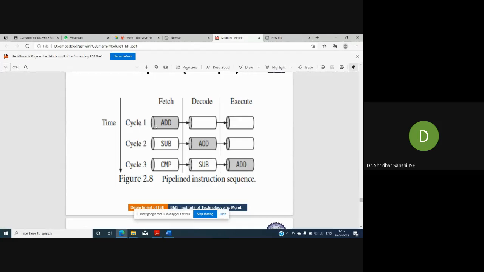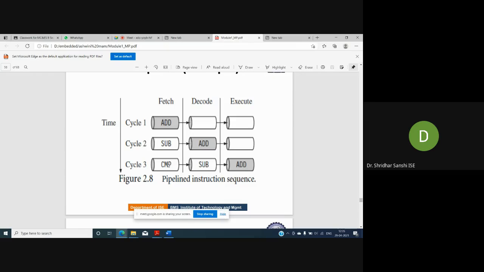Okay, so in cycle 1, what is happening? I'm fetching the add instruction. In cycle 2, what happens? I'm decoding the first instruction and I'm also fetching the second instruction. In the third cycle, what happens? I'm executing the first instruction. In parallel, I'm decoding the second instruction, and also in parallel, I am fetching the third instruction.